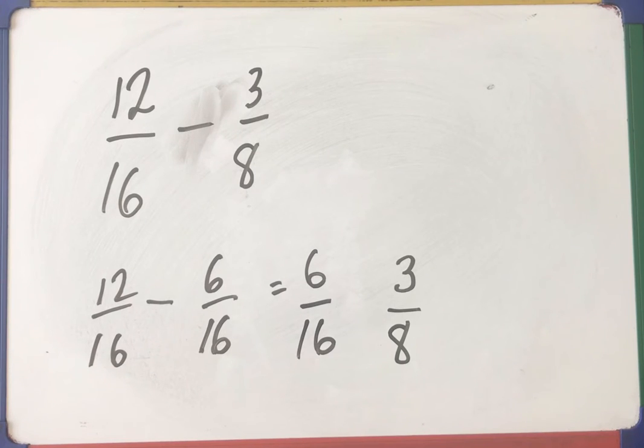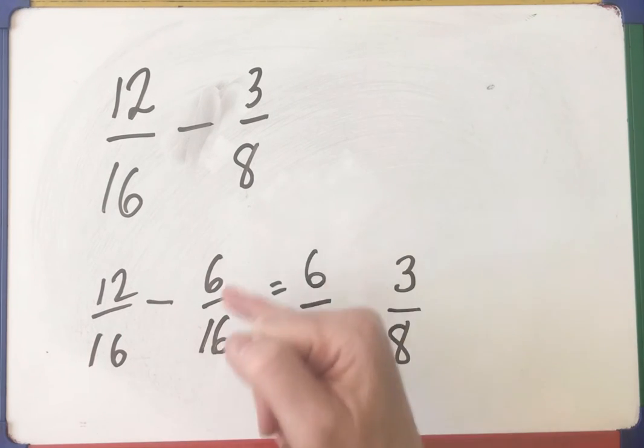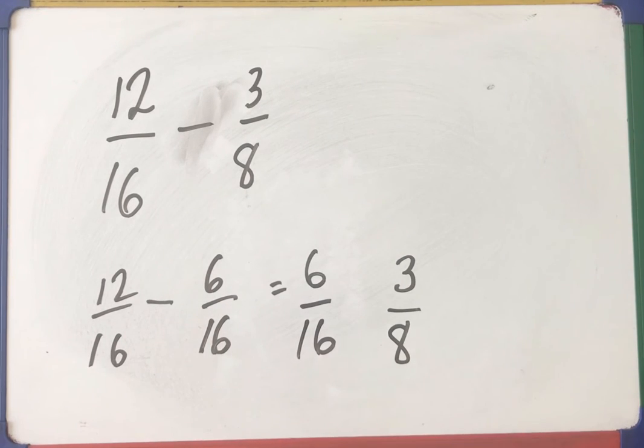I think that's lovely. Anyway, that's what you do. You find the common denominator. So double that one, I'll have 6 out of 16, and then do your subtraction.